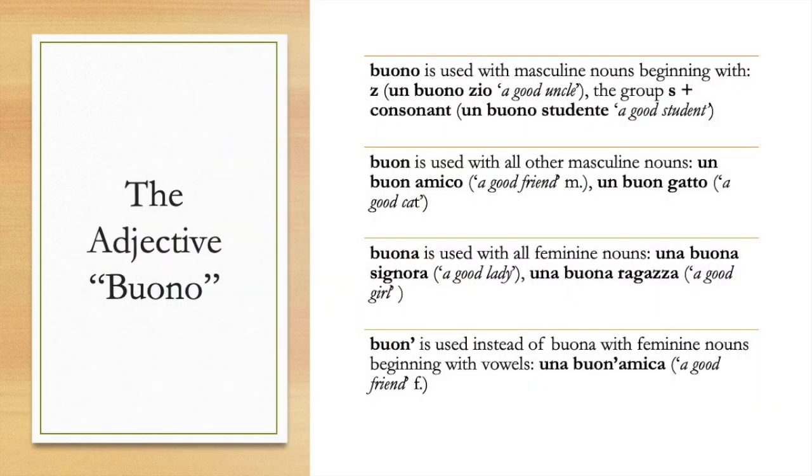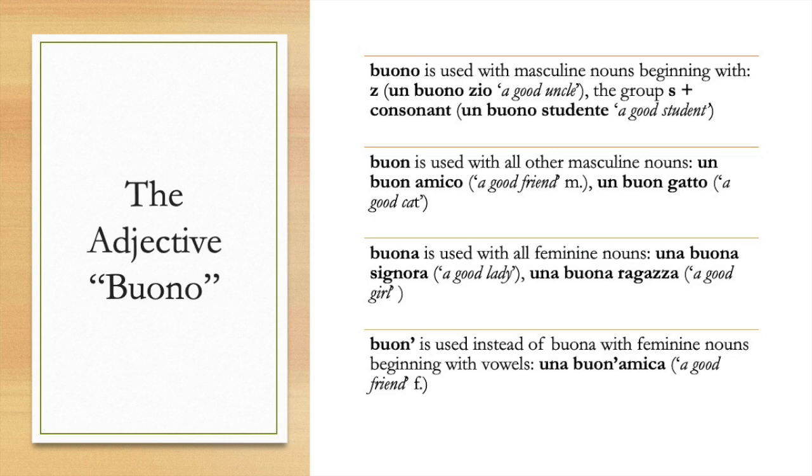Let's look now at the adjective buono, which is a bit special in Italian. When used with professions like professore or studente, its meaning can change depending on whether it comes before or after the noun. But when talking about other people or animals, buono always means good, regardless of position. However, its form does change when placed before the noun.